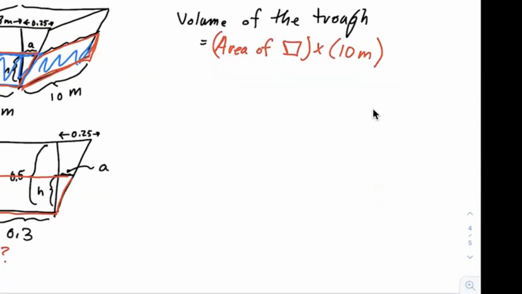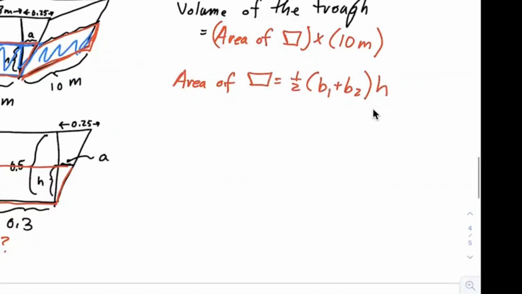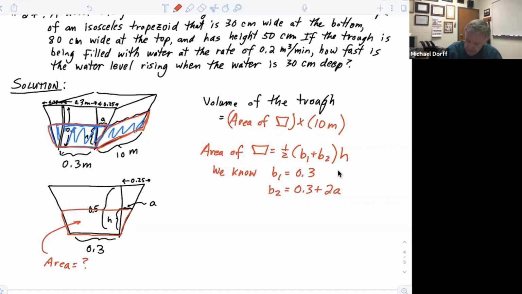What is the area of this trapezoid? Well, generally, the area of a trapezoid is 1/2 times the sum of the bases, b1 plus b2, then times its height. What do we have in this problem? We know that b1 is 0.3, and b2 is going to be 0.3 plus 2 times a. Remember, we've got this and this. So this part here is 0.3 and this part is a.